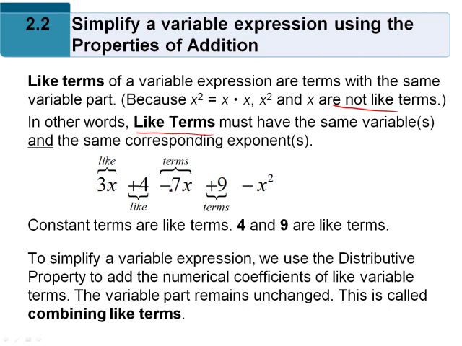The 3x and the negative 7x are like terms, and the 4 and the 9, since those are just two constants, are also considered like terms. So what we're going to be doing is combining the coefficients of the like terms together. If you have, say, 2x plus 3x, you just add the 2 and the 3, which is 5, and you attach the variable on at the end and it stays the same. It doesn't change at all. That whole process is called combining like terms.